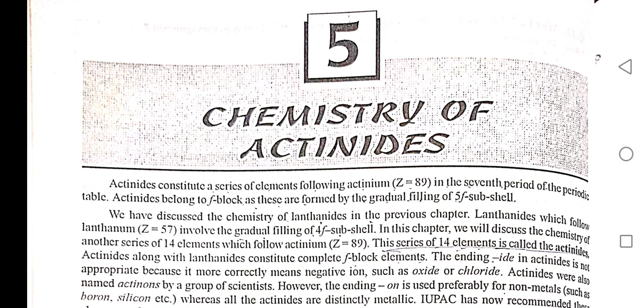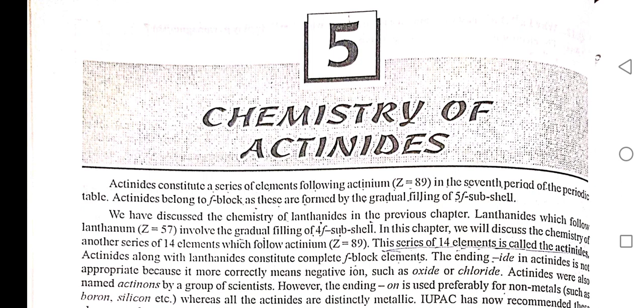Let's start the chapter. Actinides constitute a series of elements following actinium in the 7th period of the periodic table. Actinides belong to the f block as these are formed by the gradual filling of 5f subshells. We have discussed the chemistry of lanthanides in the previous chapter. Lanthanides, which follow lanthanum, atomic number 57, involve the gradual filling of the 4f subshell.